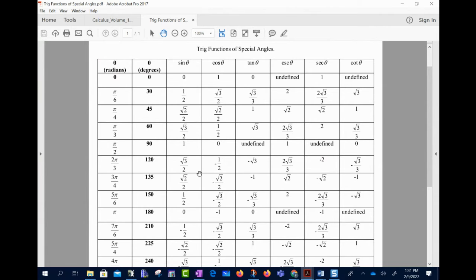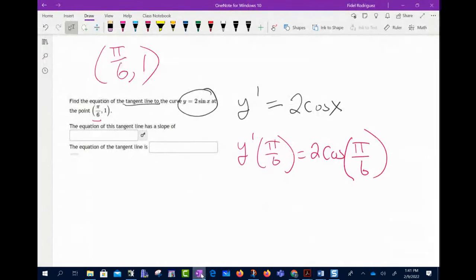So you guys have access to this, right? I gave this to you guys. I put it in your notes so you can access it. All I'm doing is cosine at pi over 6, which is square root of 3 over 2.